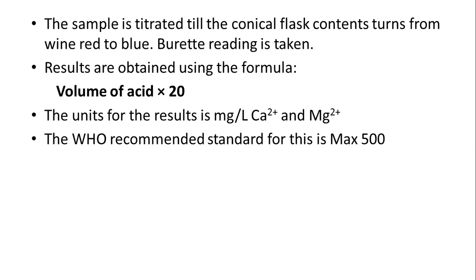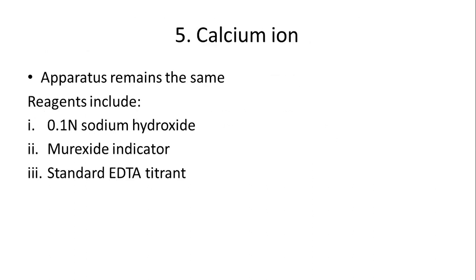And then as usual, the results you get, you will interpret them using your country's standards for drinking water. WHO recommends a maximum of 500 milligrams per liter of calcium and magnesium ions in drinking water.